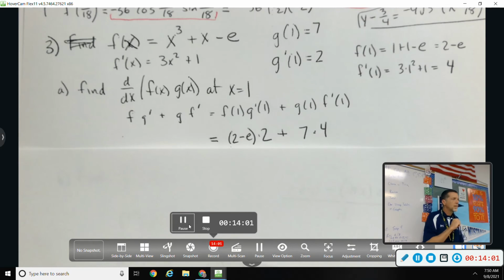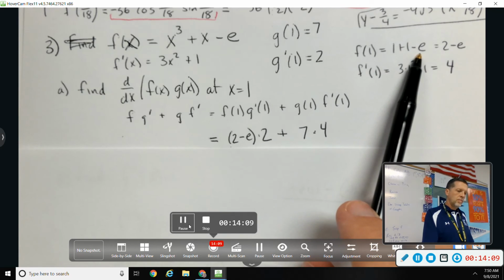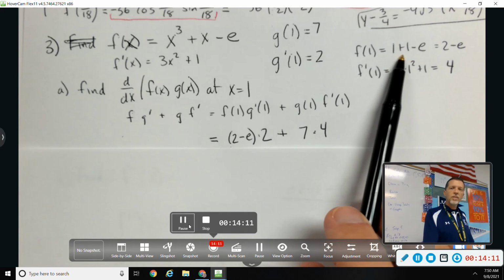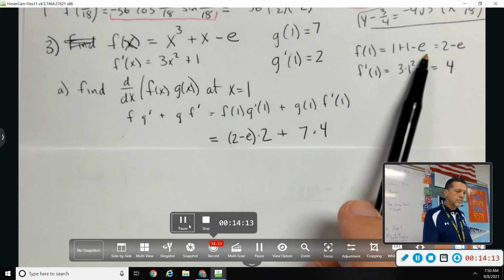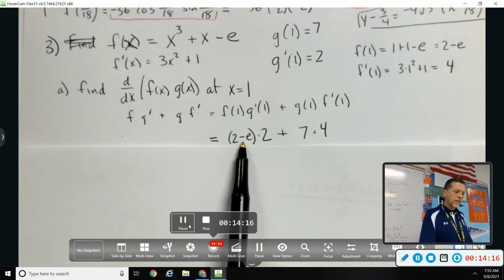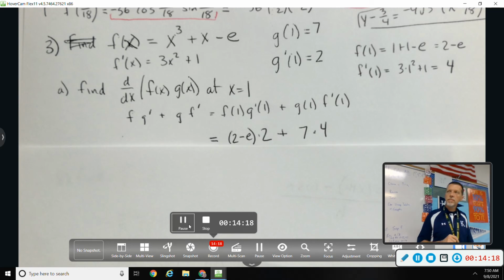Do you have to write it as 2 minus e, or could you leave it as 1 plus 1 minus e? Yeah, you could have just left it as 1 plus 1 minus e, and then put that in right there. Yep. And I'm out of space, and I don't want to risk messing it up, so I'm just going to leave it like that. Like a safe stop.